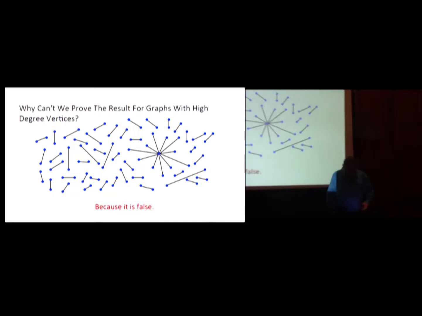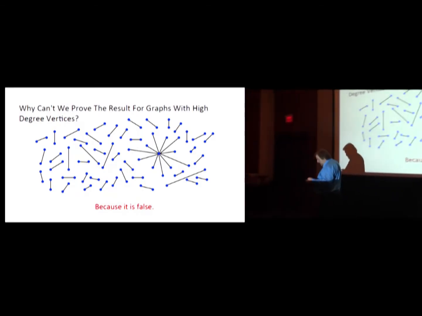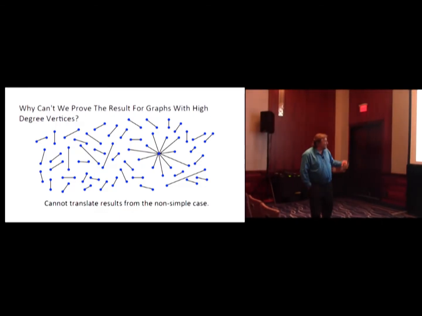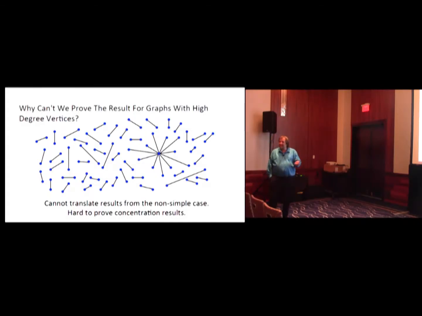So if we're going to prove it for high degrees, we have to figure out what the statement is that's really correct. And even after we've done that, there are two other things we still have to do. We have to worry about the fact that we're looking at simple graphs, not the multigraph, and figure out how to deal with the probability we pick W. And also we have to worry about the concentration results, because we don't have bounded step size, so we can't easily prove we're concentrated around the expected value.